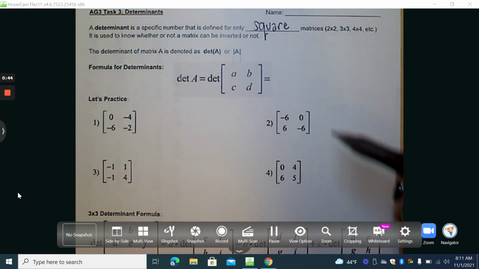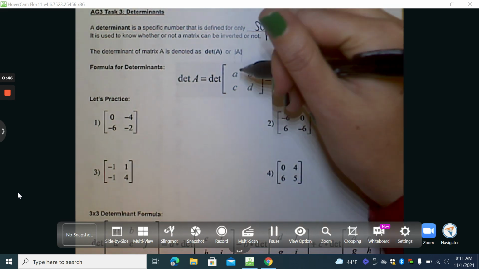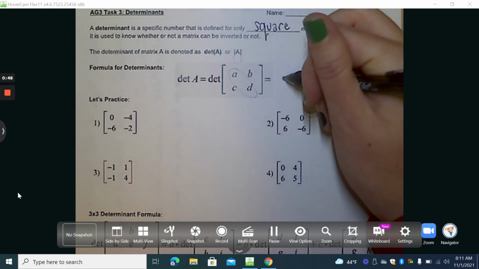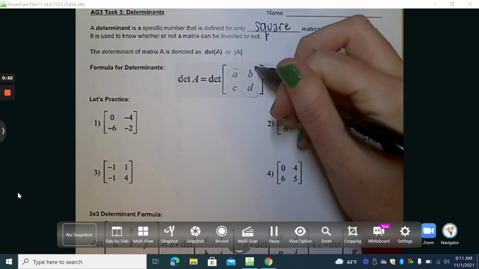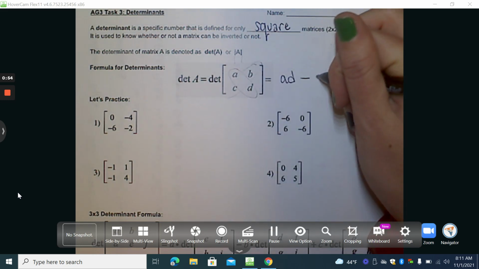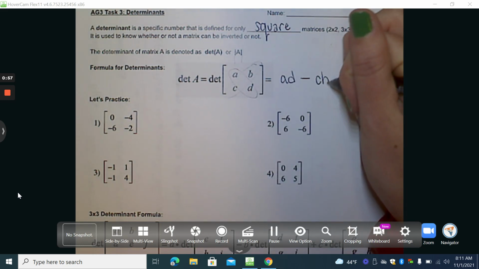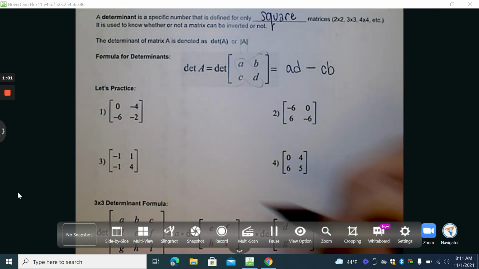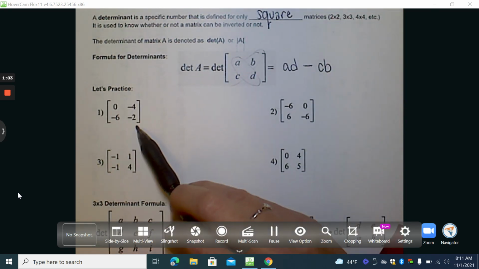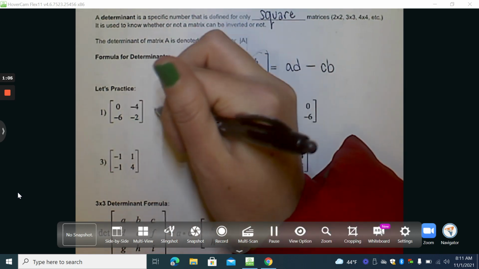We have a specific formula. Essentially what I'm going to do is take this cross section, A times D, and subtract it minus this cross section, C times B. And so I'm going to do that for each of those. So I'm going to multiply. Here's this first one, if I were to find the determinant.